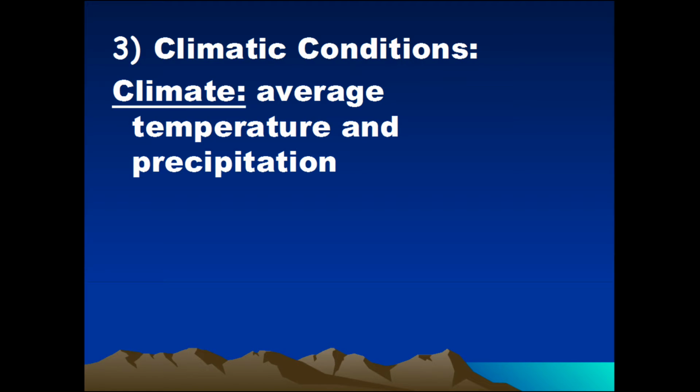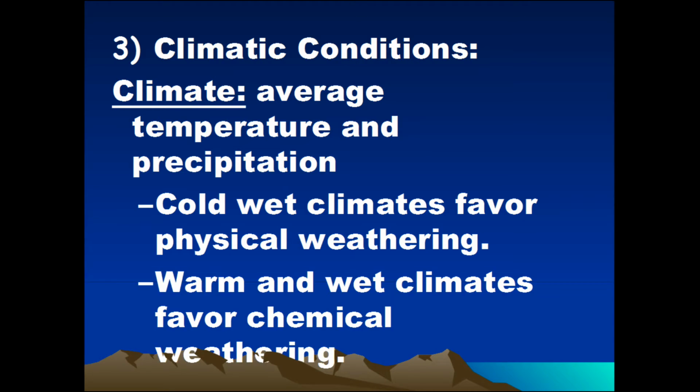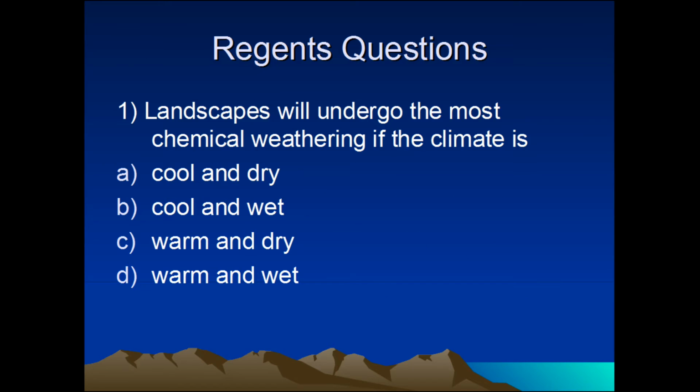Climate conditions. So climate plays a big role on it. The hotter the climate, usually the more chemical breakdown you're going to have. But really, just to go back to what we were talking about a few weeks ago, climate, the average temperature and precipitation. Cold, wet areas favor physical weathering. Physical, again, means like things smacking into each other to break them down. Warm and wet climates favor chemical weathering. That chemical weathering, again, would be something like acid rain.